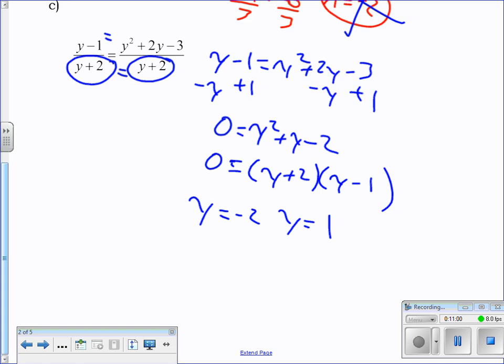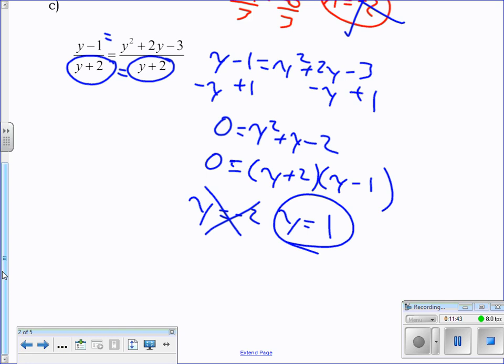Now, what do I always do with my answers? Check them. Can y equal negative 2? No, because if I put negative 2 in my original problem, I'll get 0 in my denominator. Can y equal 1? Yes. It doesn't give me 0 in my denominator. Now, it does give me 0 in my numerator. That's okay. I can have 0 in my numerator. That's fine. Just can't have 0 in my denominator. Okay? Questions so far? It's not as bad as it looks, is it?